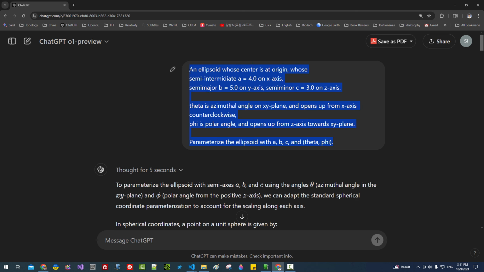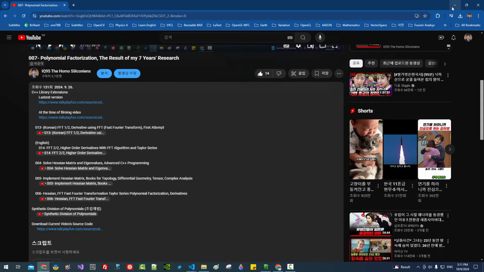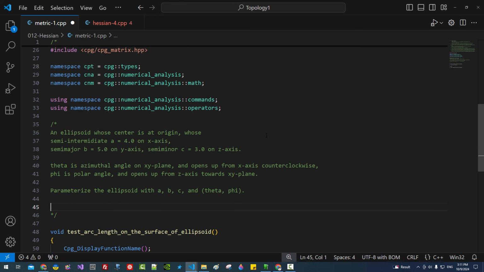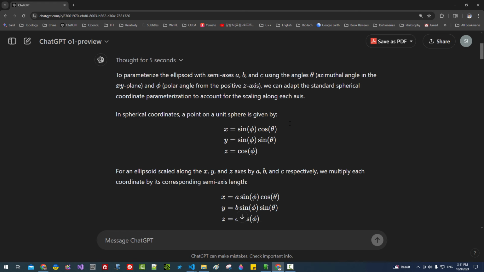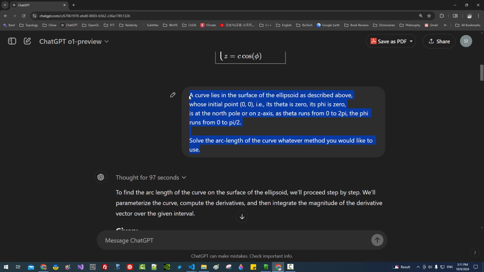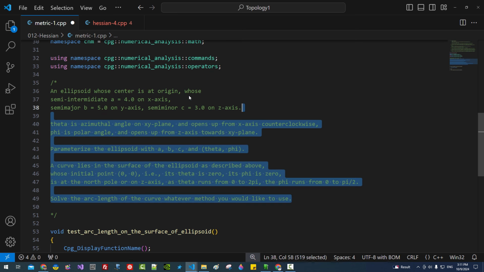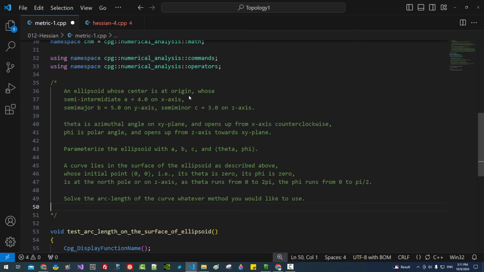Okay, we will solve this problem using the C++ library extension. I will copy the same question here. I copy and paste it. Then another one. Copy, paste. So this is our problem.